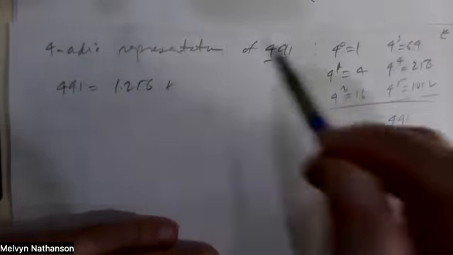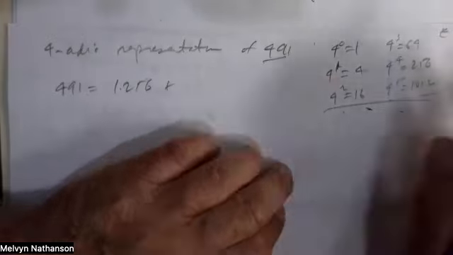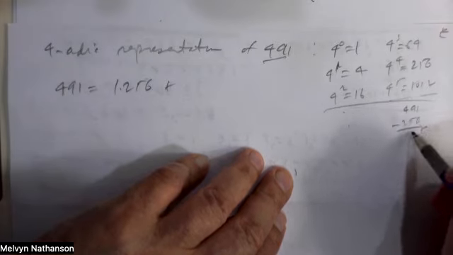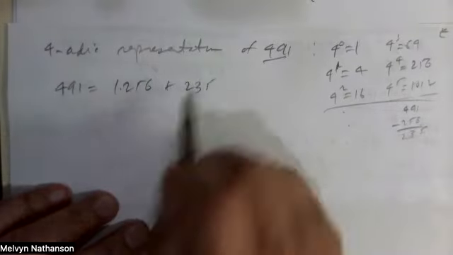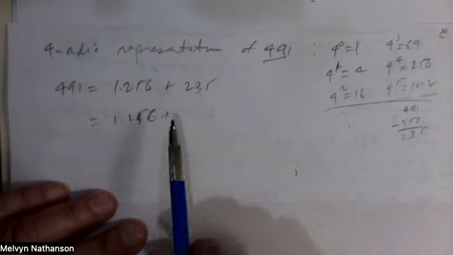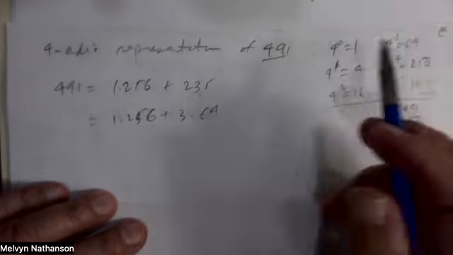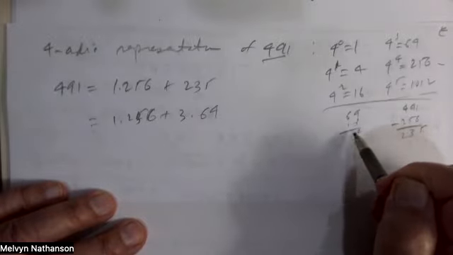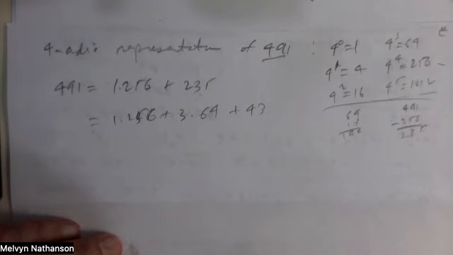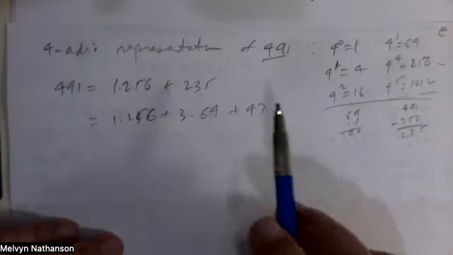So 491 is 256 plus something. And what is 491 minus 256? 11 take away 6 is 5. 8 take away 5 is 3. It's 235. So this is 1 times 256. The largest power of 4 no bigger than 235 is 64. And I think 3 times 64 is no bigger than 235. Let's see. 64 times 3 is 192. So 235 minus 192 is 43. The largest power of 4 no bigger than 43 is 16, and 16 goes into 43 twice.